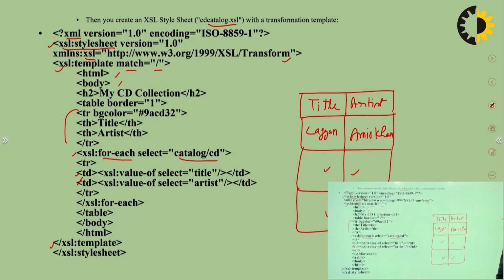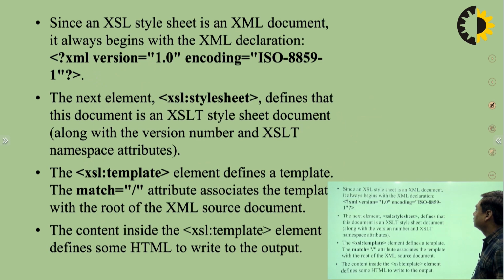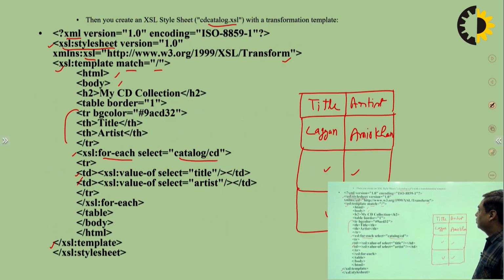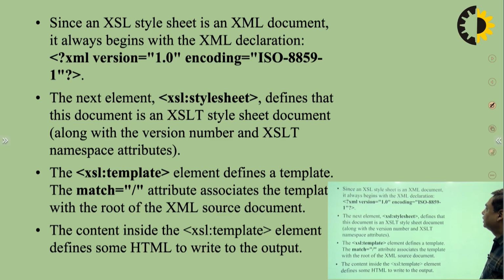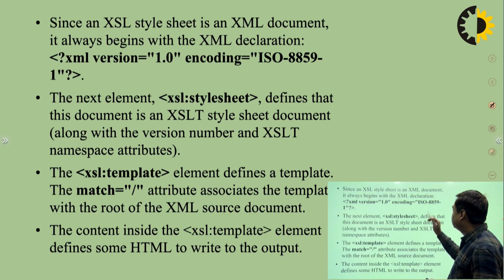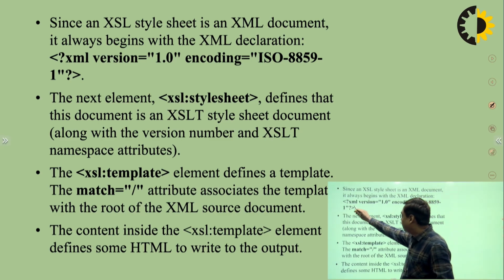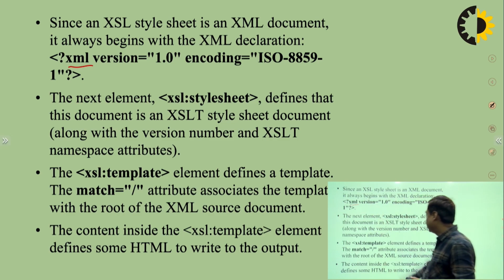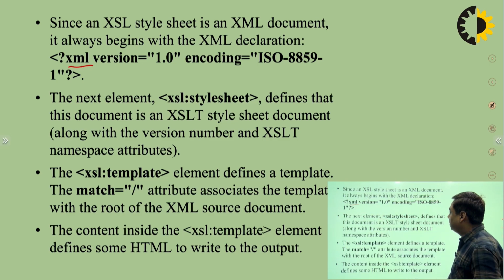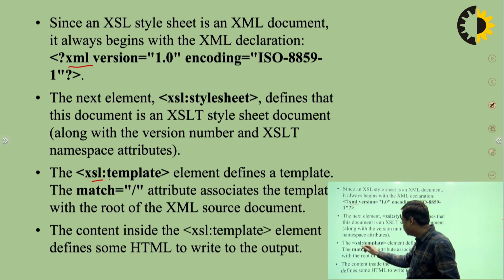So this is XSL, by which we can display the content, XML content, in a very pleasant way on the browser. So next is just an explanation. Stylesheet, again, is a type of XML file. It will start from the XML, and we need to generate a template for the XSL. So we are using XSL template.